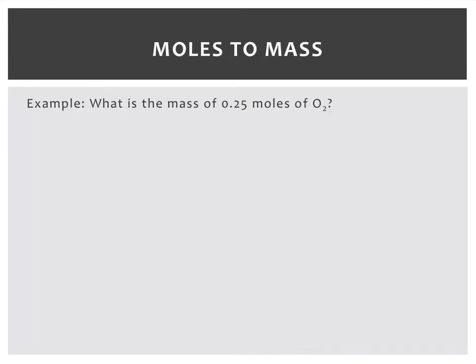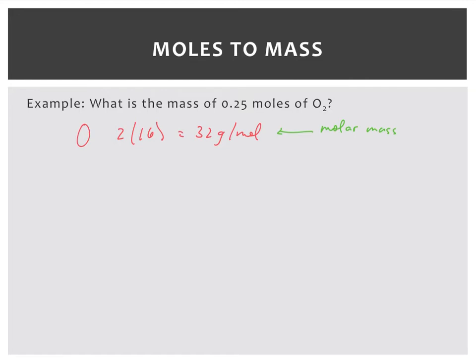So for example, what is the mass of 2.25 moles of O2? Let's figure out what is the formula mass for O2. So there are 2 oxygens, and each of them is 16, so we should get 32 grams per mole. So that's our molar mass.